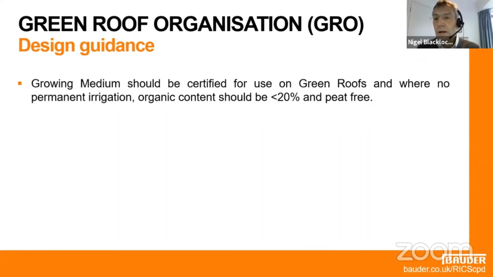Then we move on to requirements for green roofs. There is only really one guidance that's ever been published in the UK, which the DCLG some years back made, where they did a lot of research and testing. And the Green Roof Organisation's guidance is based on that. I've short formed the main points into a few bullet points that we can see here. So the first point is if you have a growing medium, it should be certified for use in a green roof, the organic content should be less than 20%, and it should be peat free.